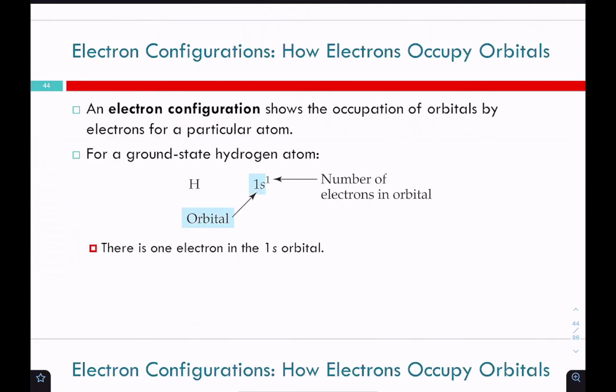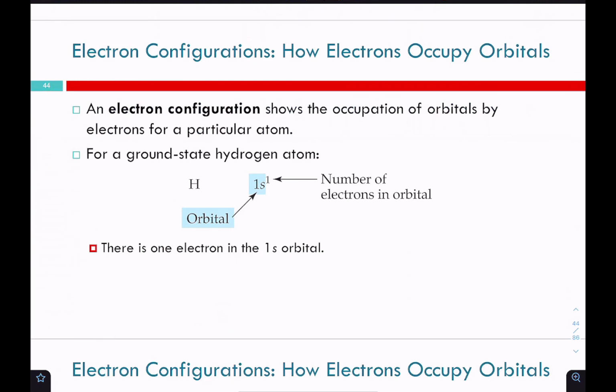Perfect. So the electron configuration is how we represent all of the electrons. Because we've got all these orbitals now, there's all these places where we can fit electrons. But how do we describe where they are? So we use electron configurations to describe the locations of the electrons.